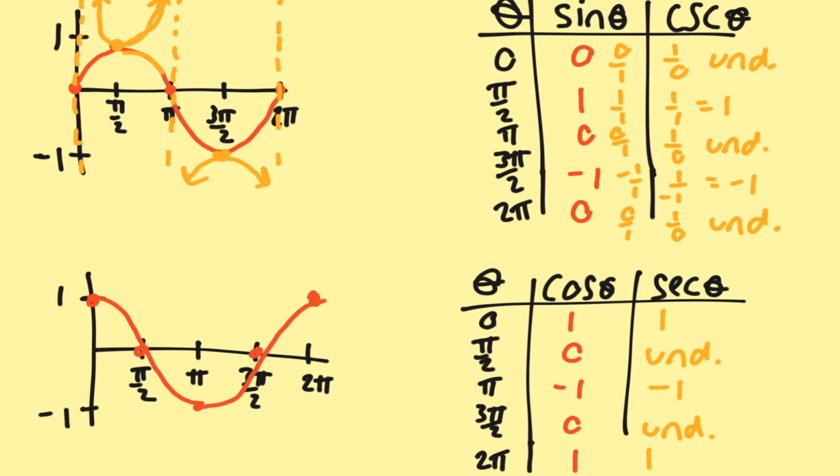So at 0 we have 1, at pi over 2 is undefined, at pi it's negative 1, 3 pi over 2 is undefined, and 2 pi is 1. And if we were to graph more points, we would see that it looks like this.